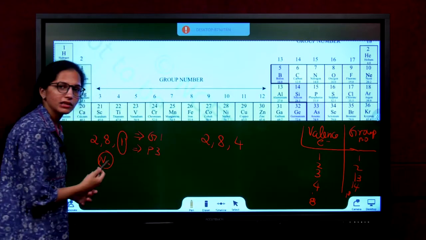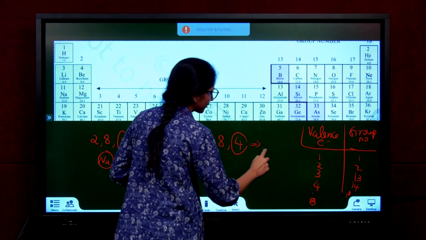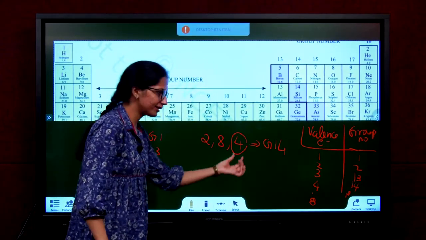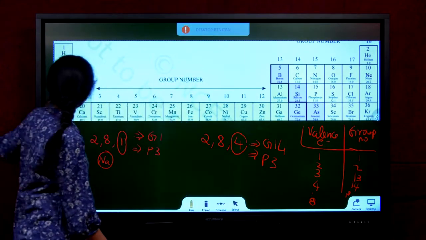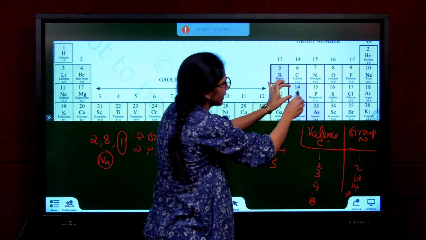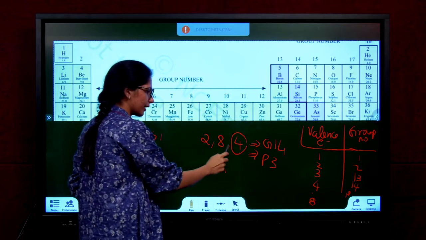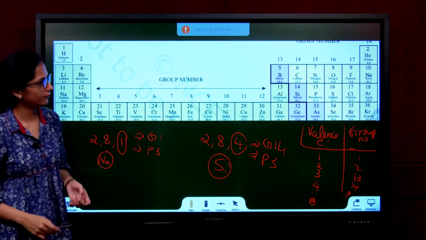So 2, 8, 4. 4 means what? Group 14. How many shells are there? 1 shell, 2 shells, 3 shells. Period 3. Check it out. Period 3, 1, 2, 3, keep going. Group 14, the element is silicon. 14 electrons are there, see 2, 8, 4, 14 electrons, silicon.